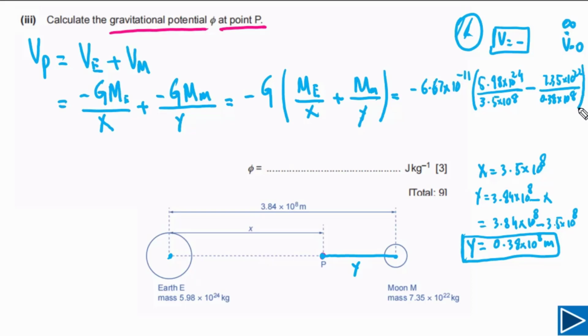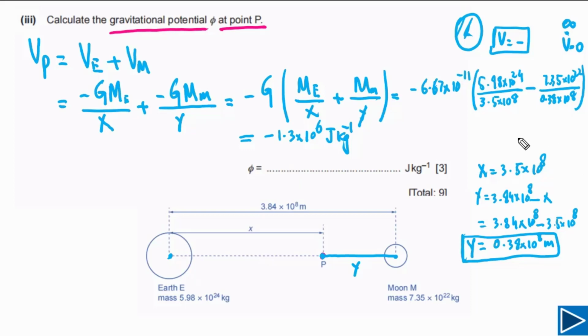Now simply we need to solve this one, we need to calculate. If we do the calculation, in this case our final answer will be negative 1.3 times 10 to 6, and this is joules per kg. So this is how we need to answer this question, and this question has 3 marks.